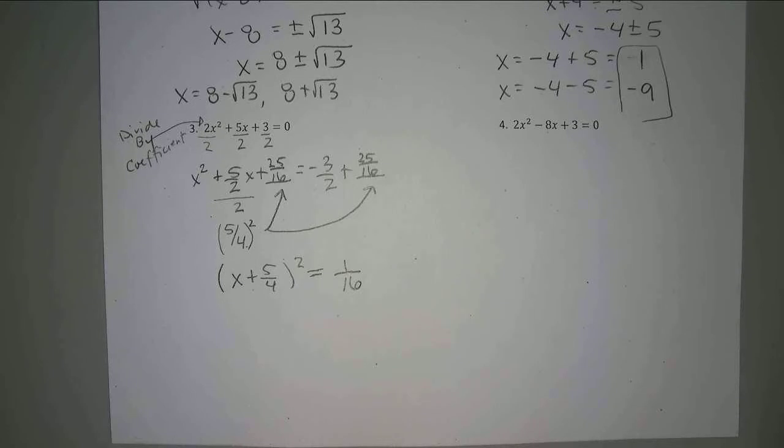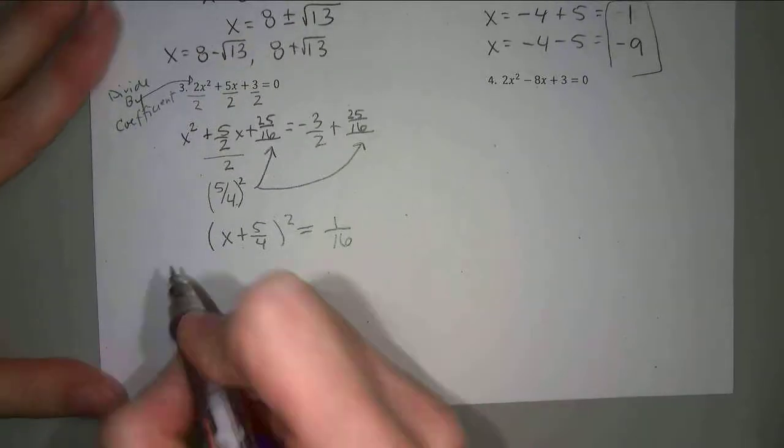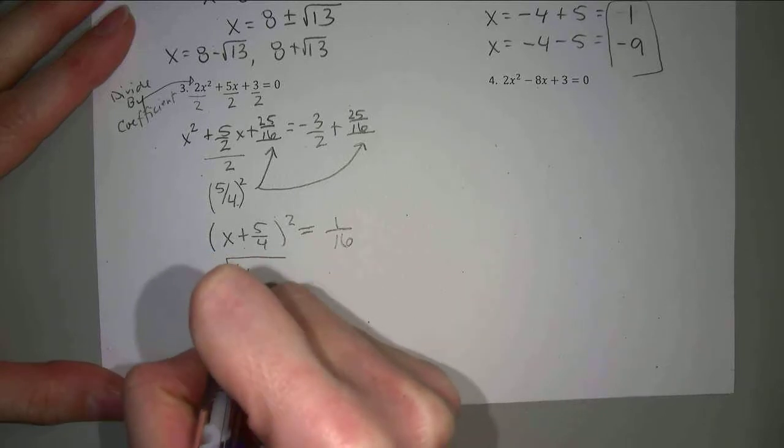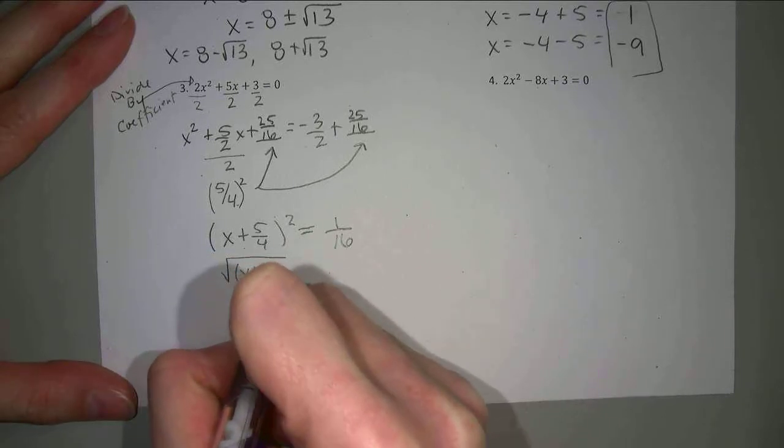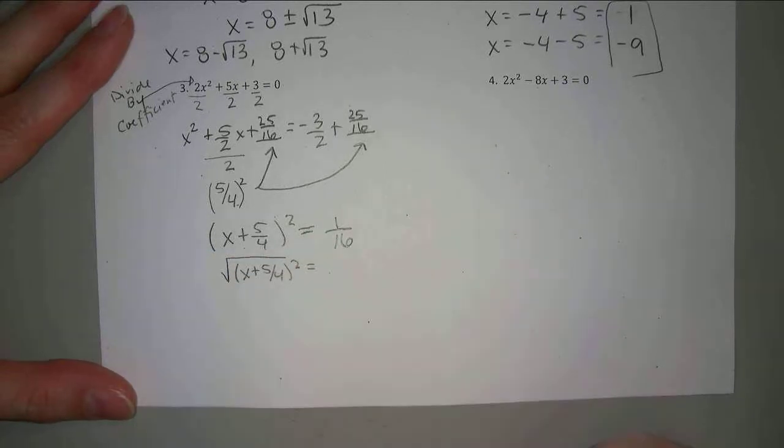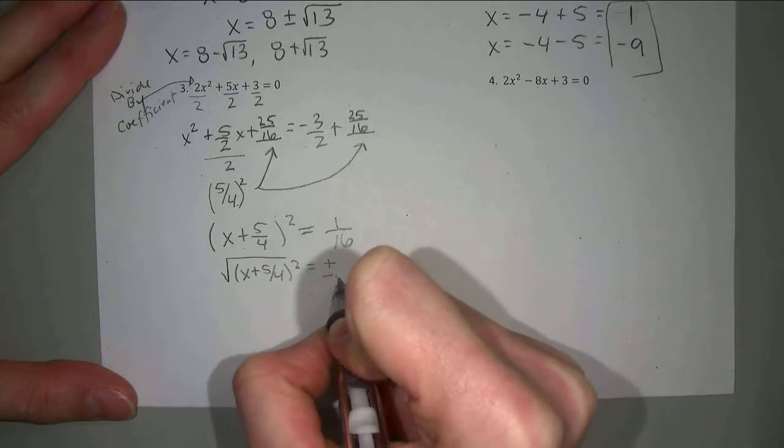So, at this point, it's ugly because it has fractions, but it's what we want. We have a squared equal to a constant. So what are we going to do? We're going to do the square root property. The square root property says take the square root of the left. So we're going to take the square root of x plus 5/4 squared. And if we take the square root of the left, we have to take the square root of the right with plus or minus in front.